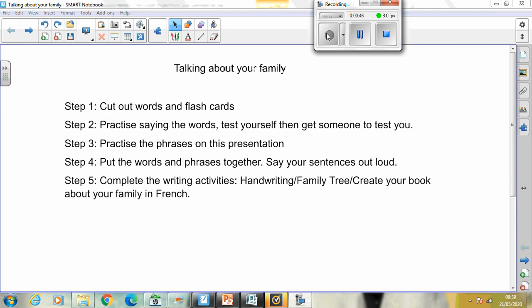Then what I want you to do when you've learnt the words is look at the rest of this presentation and start practicing saying the phrases. When you practice the phrases, put the words and the phrases together and have a go at saying them out loud. That's what I'm going to show you as we move on to the next slide. When you've practiced saying your phrases out loud and you're familiar with them, you can go on to complete some of the writing activities such as handwriting, creating your family tree, or even creating your own little mini book and filling it with pictures and sentences about your family in French.